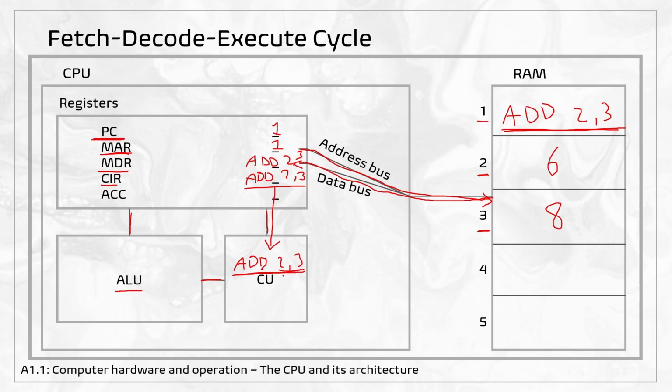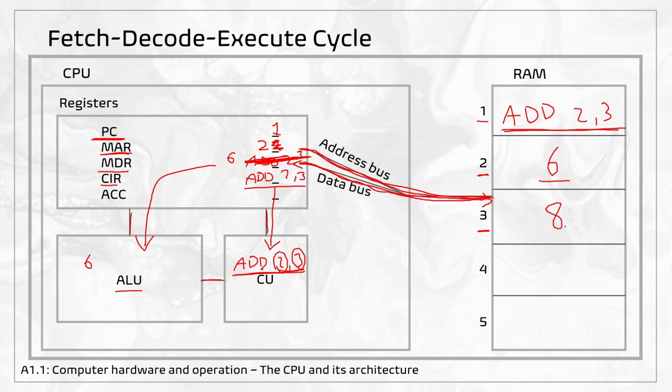So now the CU understands that in order to execute this instruction, we need to get the data from memory locations 2 and 3. So what it does is it sets the MAR to location 2, and then the same thing happens. A signal is sent through the address bus, and then the data is sent back through the data bus, and the MDR is then updated to 6. Now this 6 is sent to the ALU right here, because the ALU will be in charge of adding these 2 numbers together. So now the ALU has the number 6.